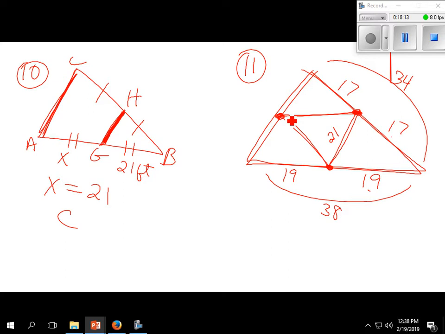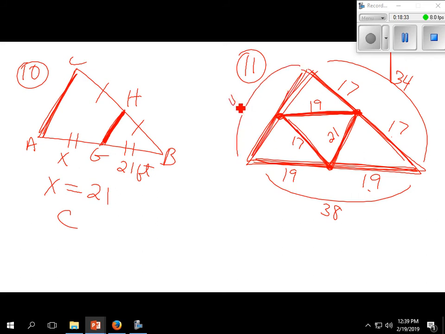We can also do this. If that's a mid-segment, it's got to be half as much as that segment there. Half as much of that is 19, so we can write that in there. This is a mid-segment, so it's got to be half as much as that one, so that's got to be 17. This is a mid-segment, so this segment over here, the whole thing, has to be twice as much as that, which is 42. Each of those parts is 21, which really doesn't help us.